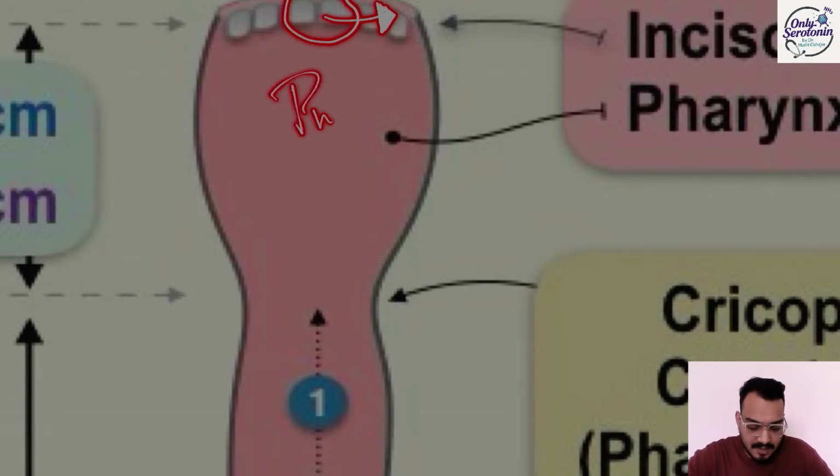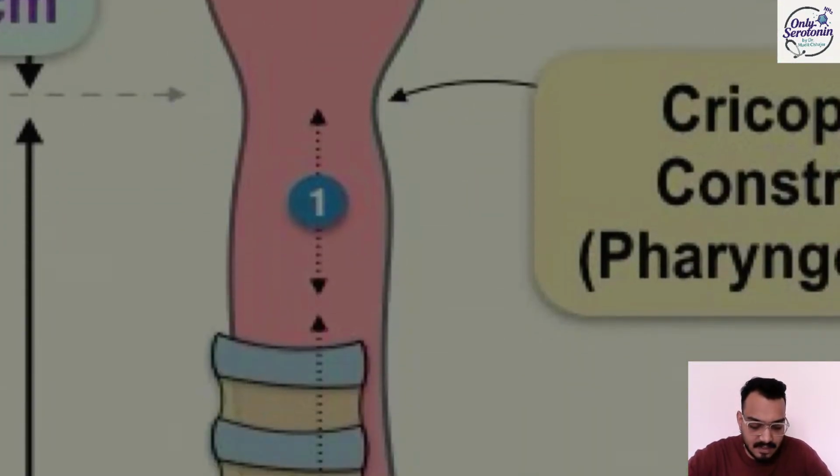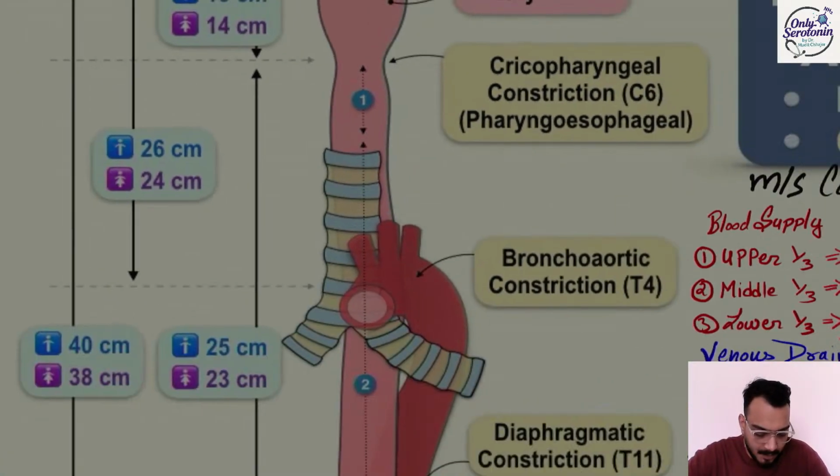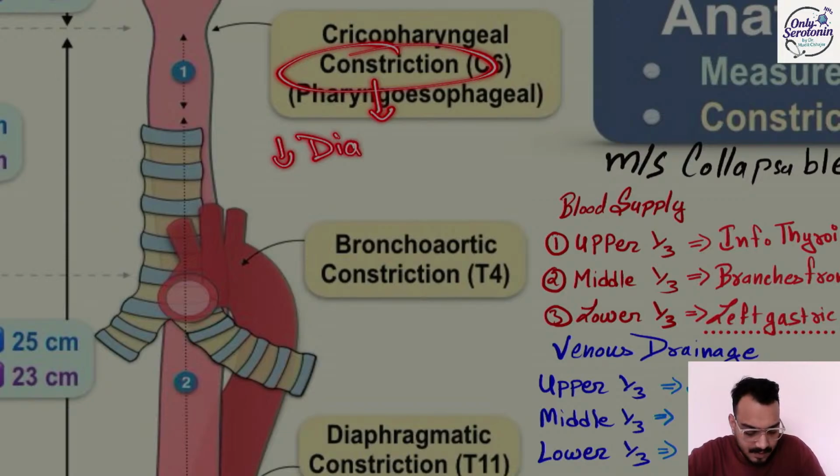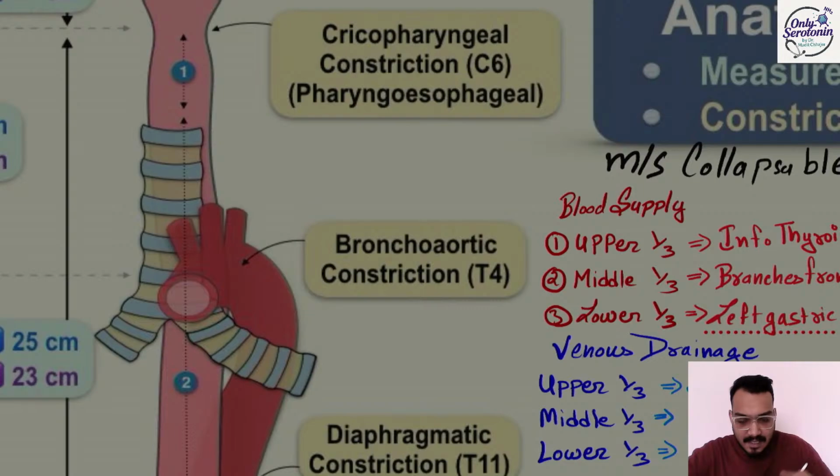Then we are having the pharynx, and we have already studied that this pharynx is going to convert into the esophagus. Important to know here is your three different constrictions of the esophagus. All these constrictions are very important, guys. What is constriction, guys? Constriction means a decrease in the diameter of the esophagus. Whatever the normal diameter is, if my diameter is getting decreased, it is the constriction, right?